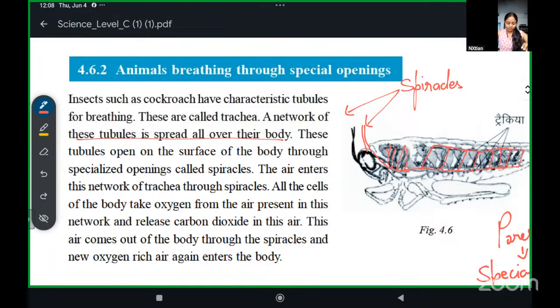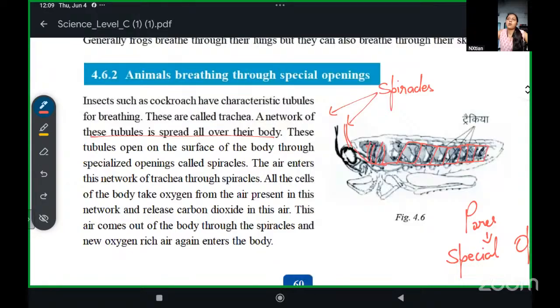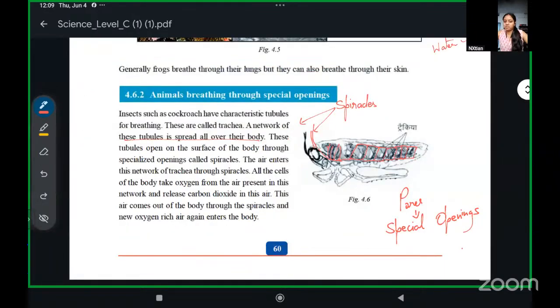This air comes out of the body through the spiracle, and new oxygen-rich air again enters the body. So besides lungs, organisms breathe through skin, through special pores or openings, and through gills.